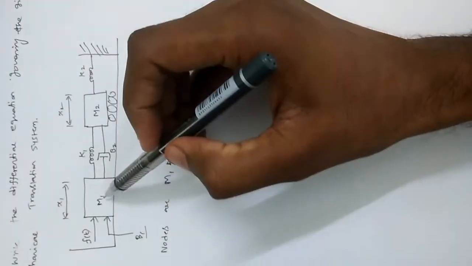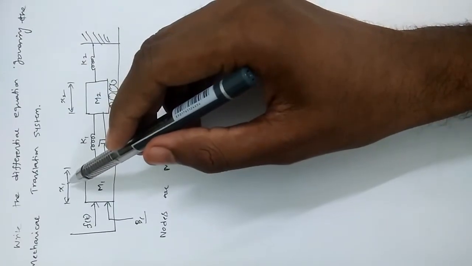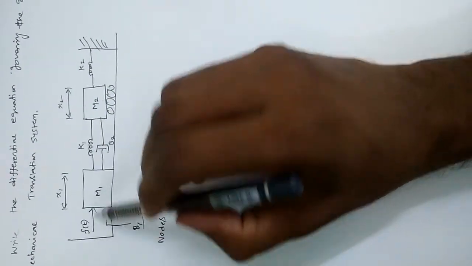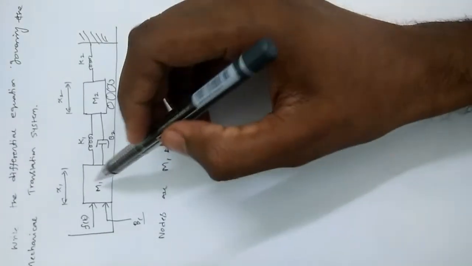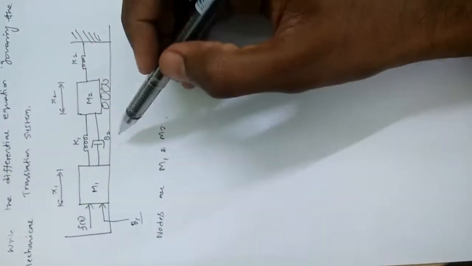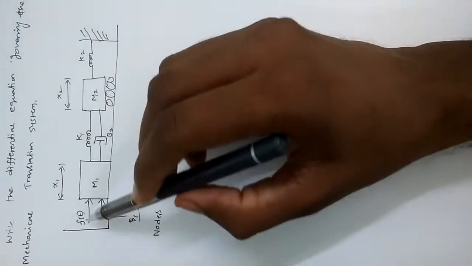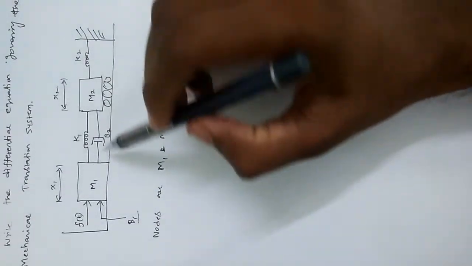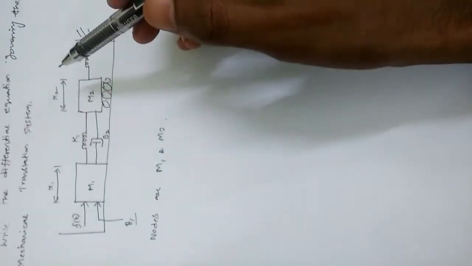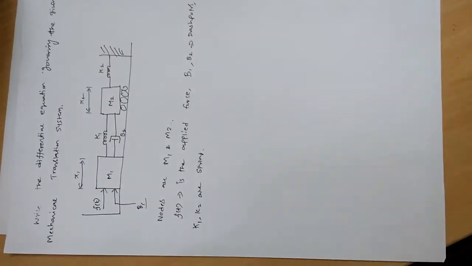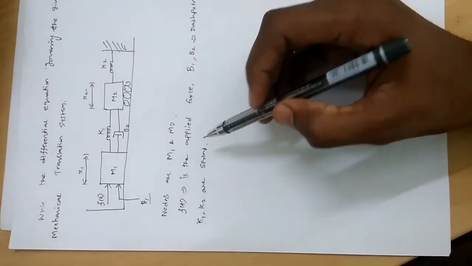So x1 is the displacement of m1. Due to the force f of t, this object moves at a displacement of x1 meter. And the displacement of m2 is x2. So due to this force, the entire system moves. The displacement of m2 is x2 meter. So f of t is the applied force, b1 and b2 are dashpots, and k1 and k2 are springs.